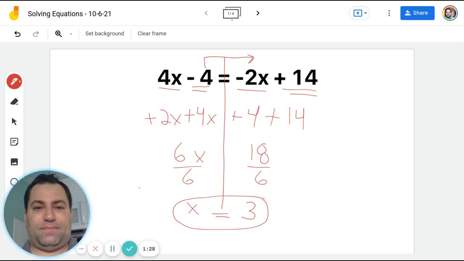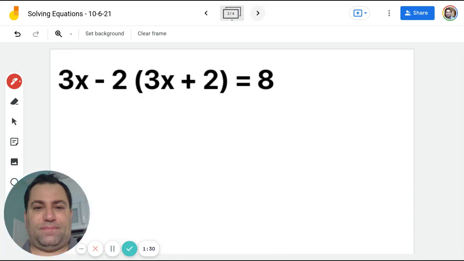Let's try another example. In this example, I have another equation. I know it's an equation because of the equal sign. Right off the bat, I can see that I have a distributive property that we need to take care of. So the 3x is going to come down, and I'm going to distribute the -2 over both of these terms. So -2 times +3 is -6x. And -2 times +2 is -4. The 8 stays where he is.